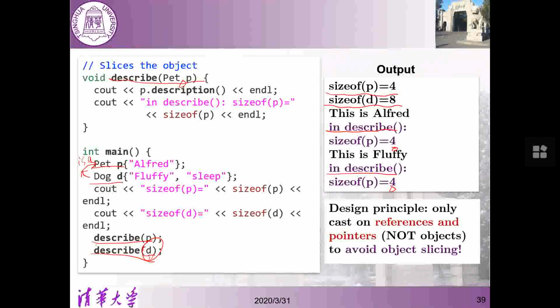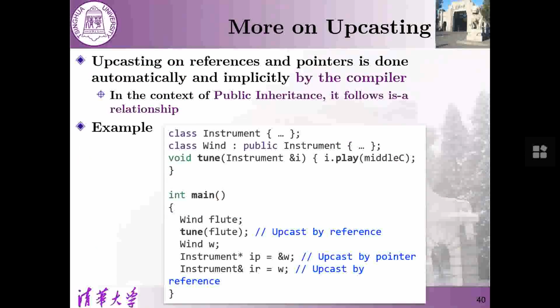Okay, so our design principle is that we should try to only cast on these references and pointers. We should try to avoid this object slicing, because there is some data loss, and sometimes it may not be safe. So this is some knowledge on the grammar of upcasting, both for references and pointers and for objects. On objects, it causes data loss, and it is called object slicing.